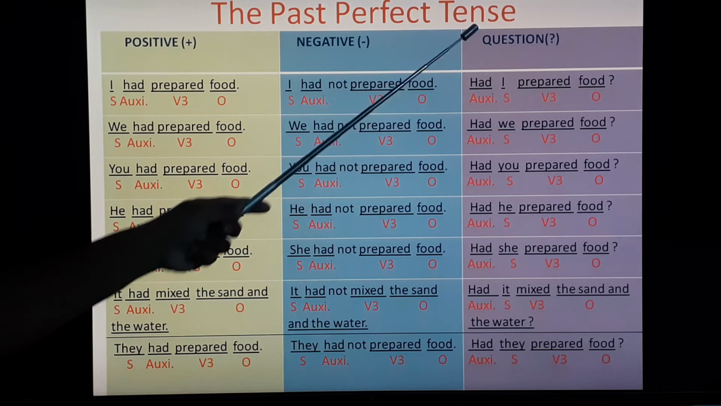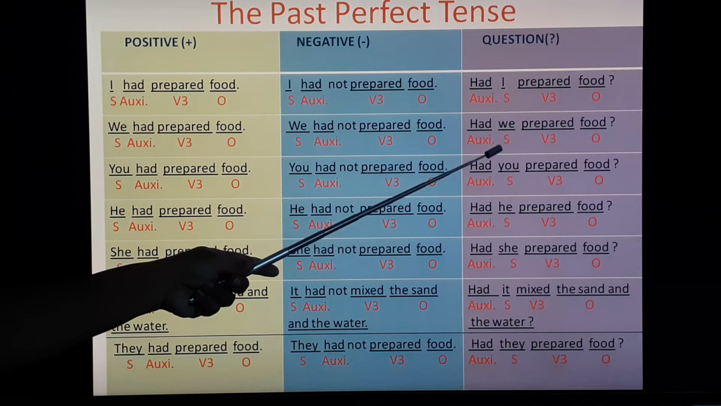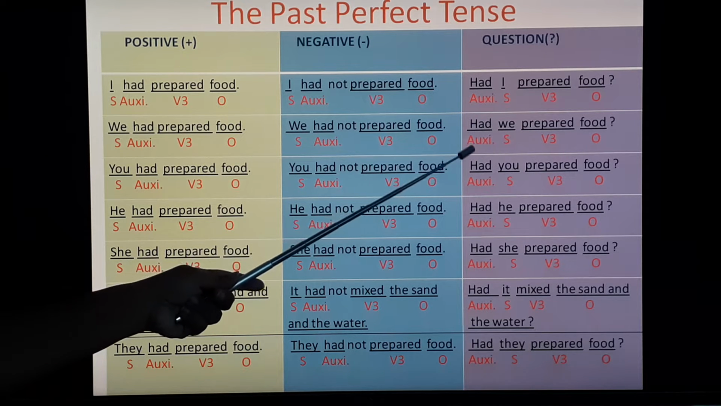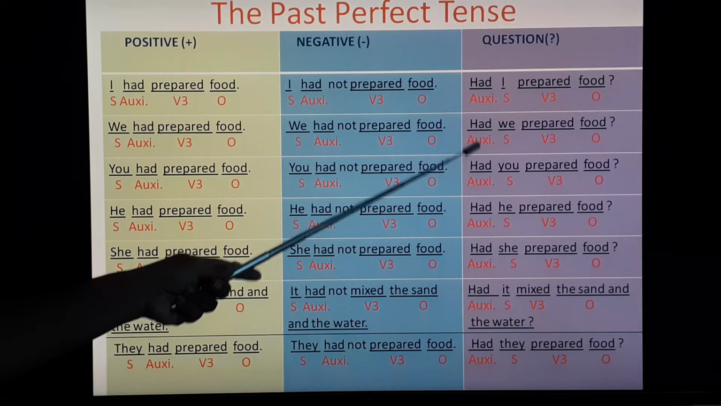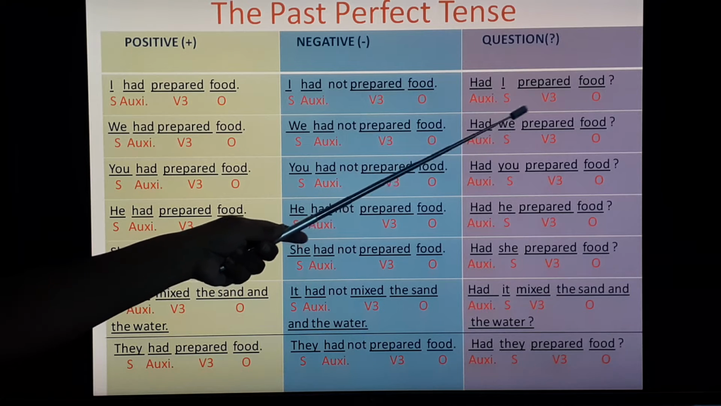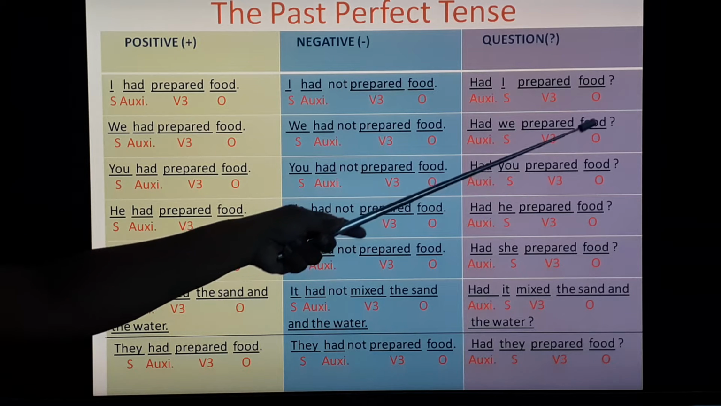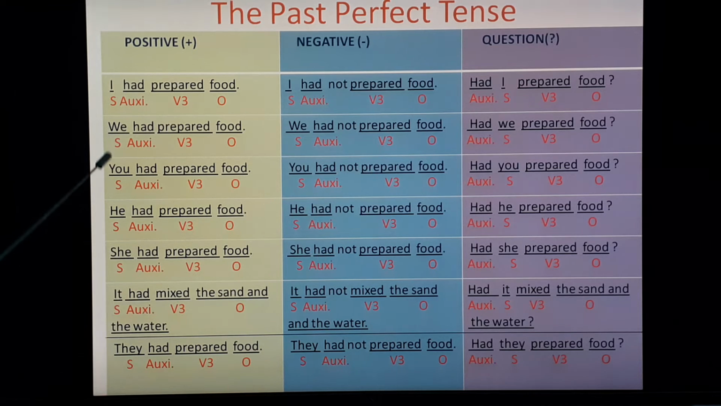Let's move to interrogative form. Had we, just change the place of subject and verb. Had auxiliary verb, we subject, prepared V3, food, object, question mark. Now you. So the sentence formation of second person singular and plural will be the same. You had prepared food. You subject, had auxiliary, prepared V3, food, object.